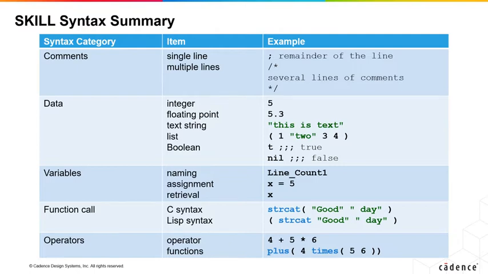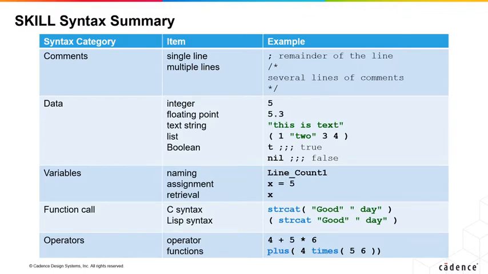We have variables. There is the basic name of the variable, for example line_count1. There is assignment to a variable. Here we are assigning 5 to the variable named x. If we want to retrieve the value of something stored in a variable, we would use just the variable name itself, x. If, for example, no value had been assigned to x, skill will return a symbol called unbound.